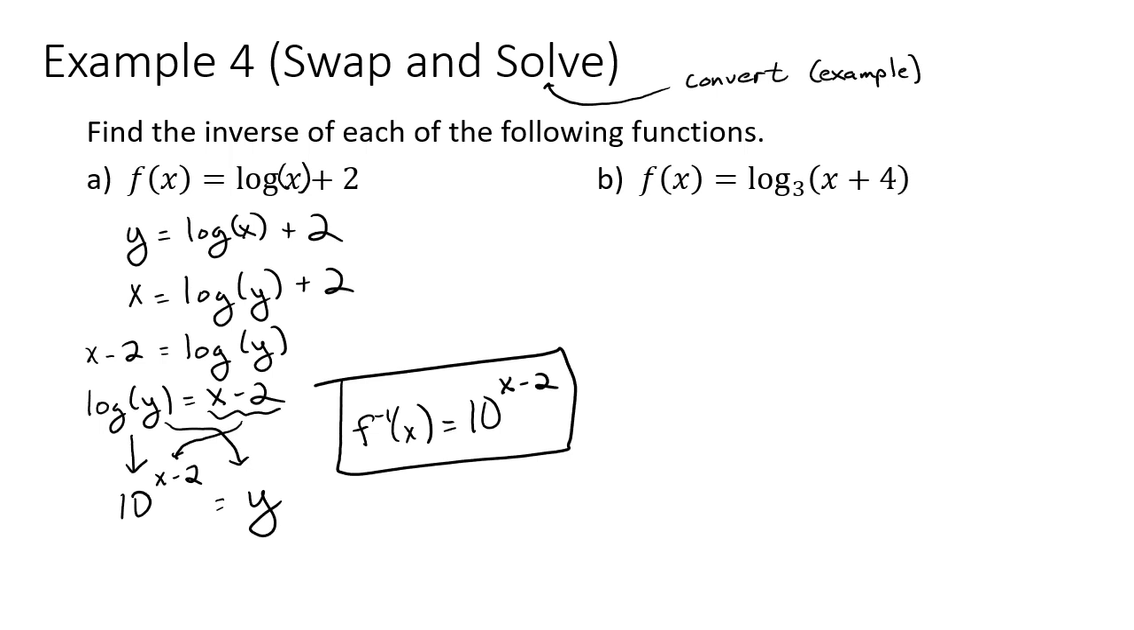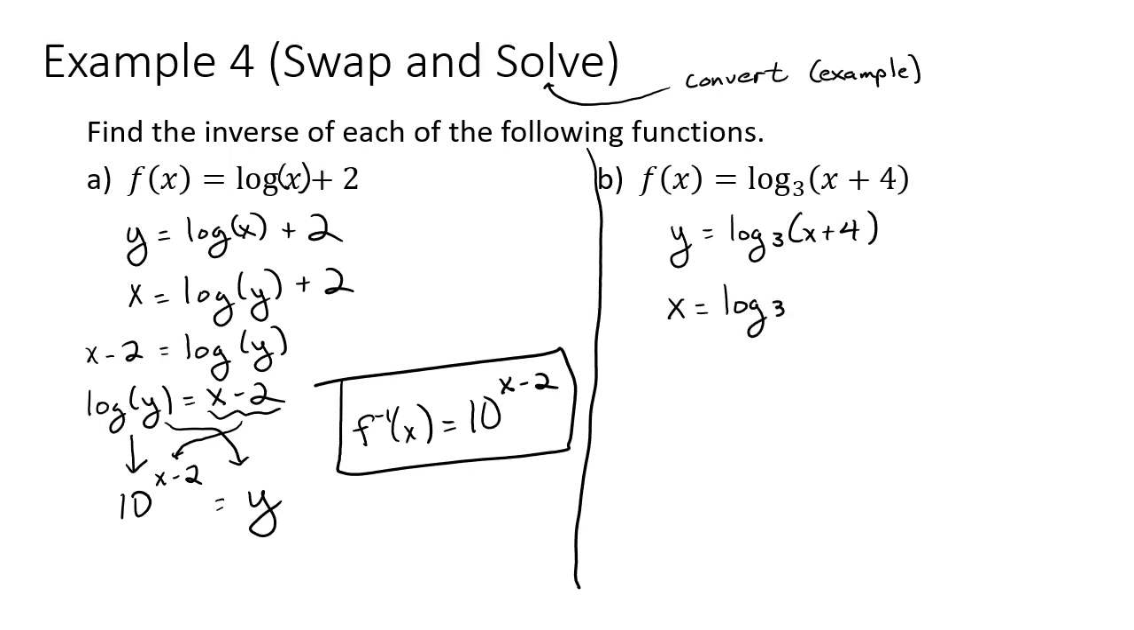So let's take a look at one more. This time we've got f of x is equal to log base 3 of x plus 4. And this time the plus 4 is inside of the logarithm because it's inside parentheses. And so let's take a look at what the inverse would be. So this would be y is equal to log base 3 of x plus 4. The swap part of the swap and solve. Y becomes x, x becomes y. Now I need to convert.